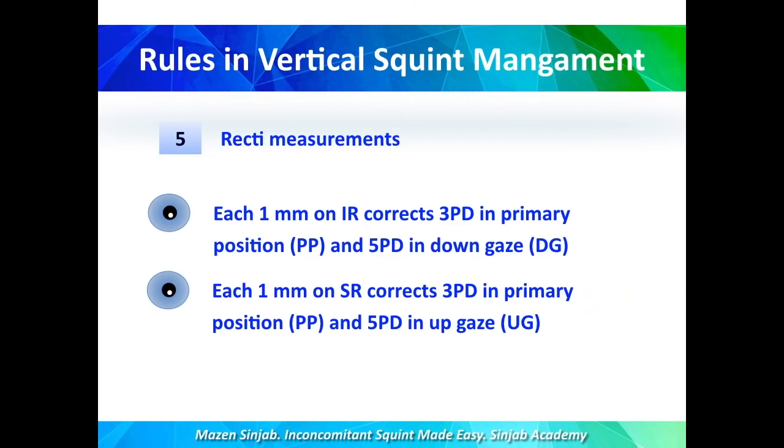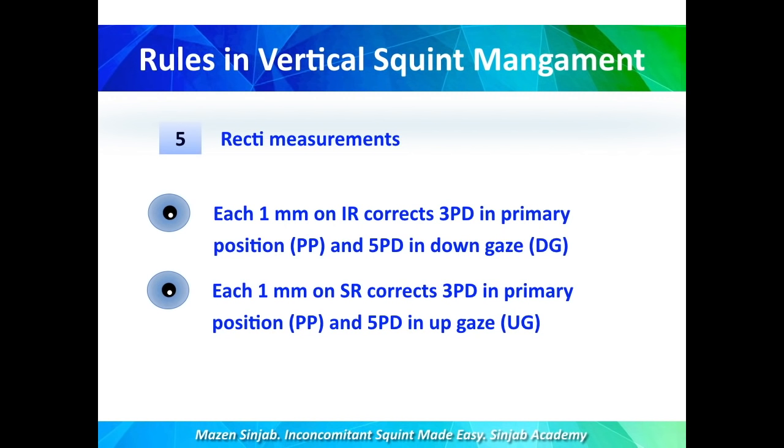We go through the measurements. Each 1 millimeter on inferior rectus, either recession or resection, corrects 3 prism diopters in the primary position of gaze and 5 prism diopters in down gaze. This is very important. And the same can be said for the superior rectus.